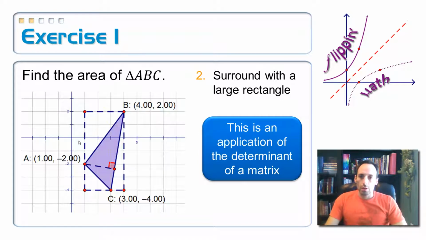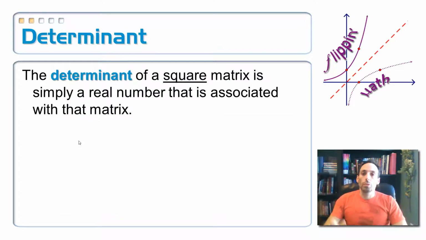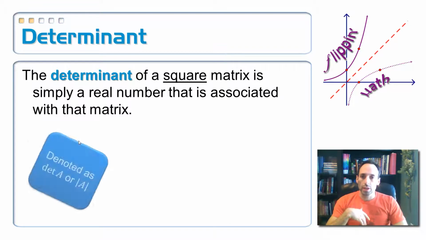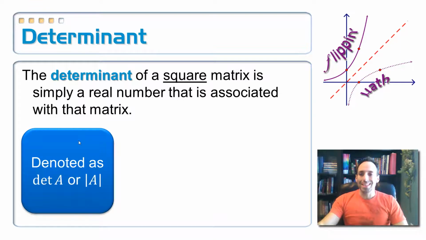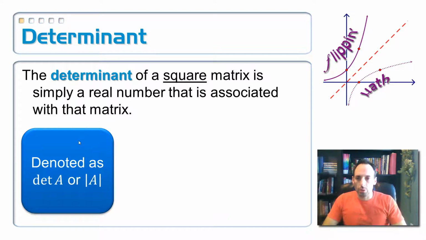So far, all we've said is that that's an application of a determinant, but we haven't said what a determinant is yet. So determinant is only for square matrices, and all it is is a number that's associated with that matrix. And this is usually how I write it. Det A, DET for short for determinant, A is the matrix, or it looks like absolute value brackets that we put around A. Either one of those means the determinant of a matrix, assuming that A is a square matrix, okay?